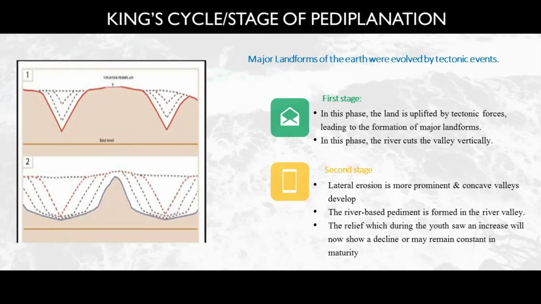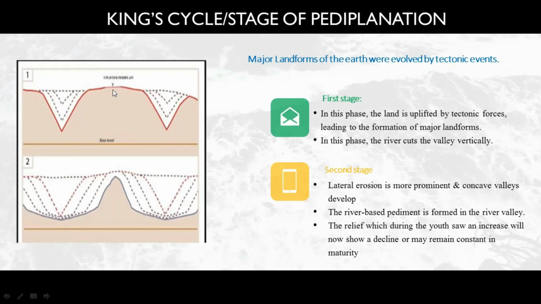As the cycle draws near the end of youth, as the first stage ends, the fast cutting slows down. Why does it slow down? Now it will become U-shaped or concave valleys. How? Before this, in the first stage, we had V-shaped valleys. Now more streams, intermittent streams, will be joining the mainstream. They will try to join the mainstream over here.